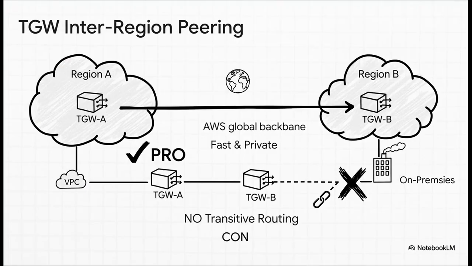The advantages here are huge. Your traffic never has to go over the public internet. It stays on the super fast, low-latency AWS network. It's way more reliable and performs so much better than a VPN.